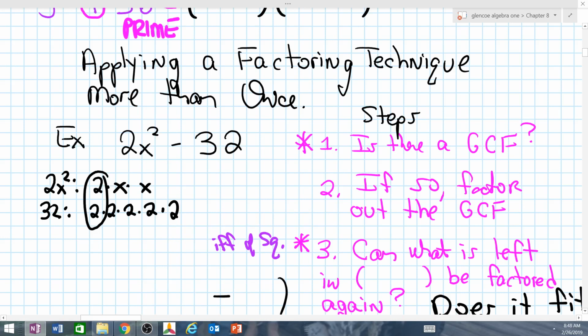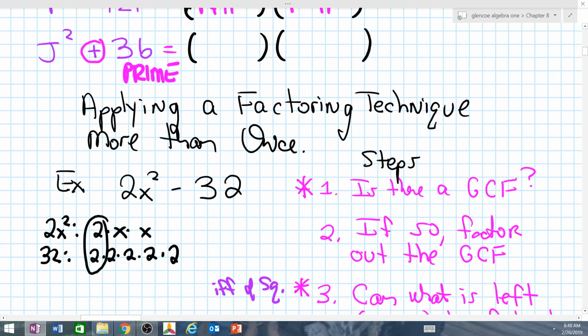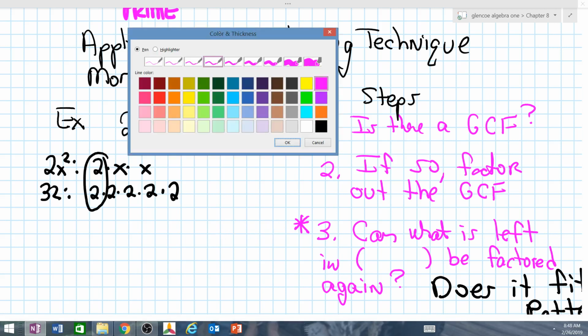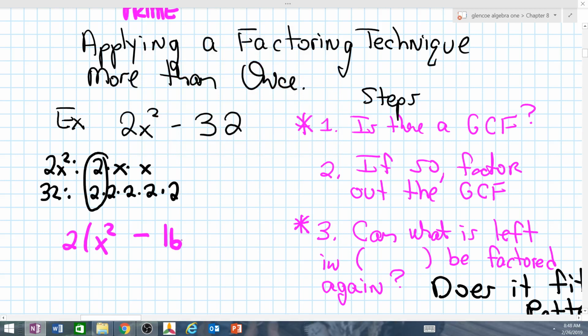Okay, so here we go. 2x squared minus... was it 32 or 32x, the original problem? 32. Okay. Is there a GCF? Hey guys, is there a GCF? What is it? Okay, so we're going to take the 2 out. And so now it becomes 2 times x squared minus 16.